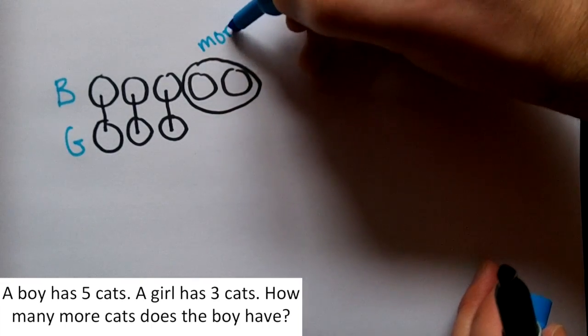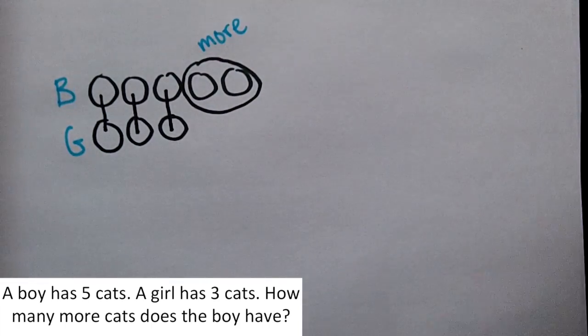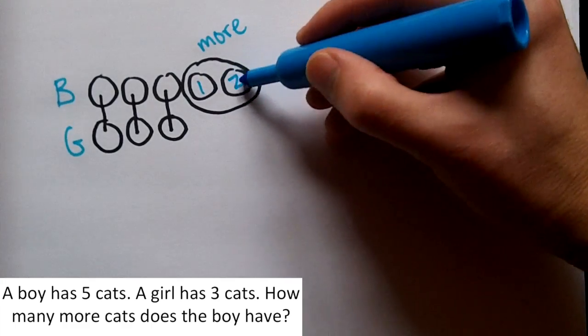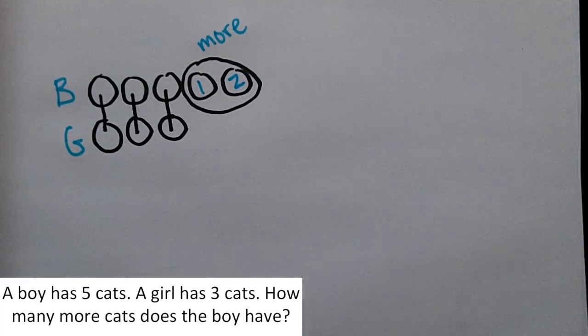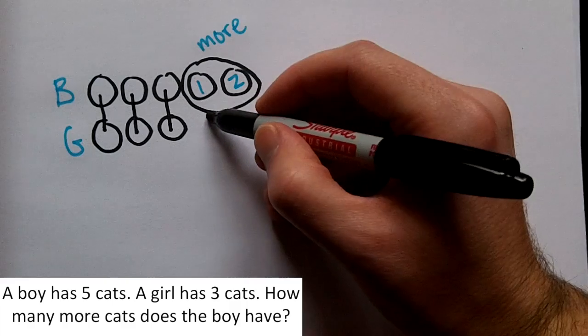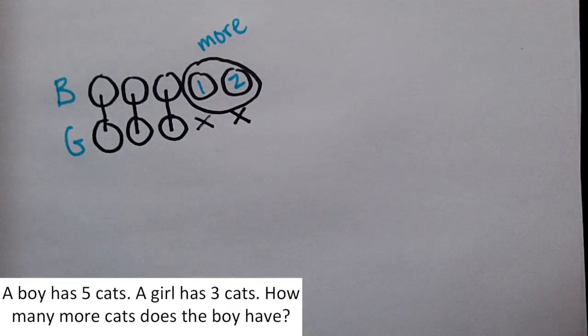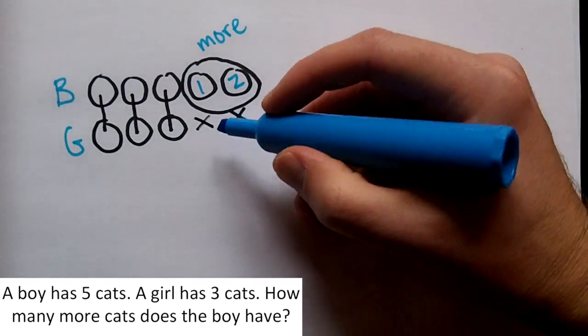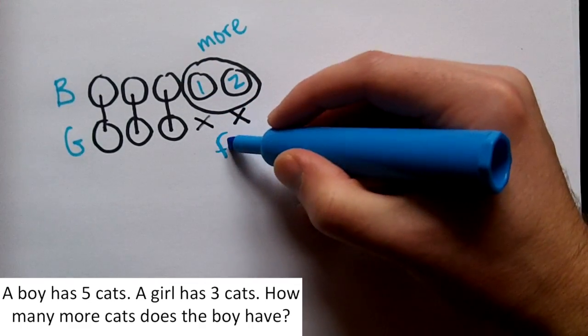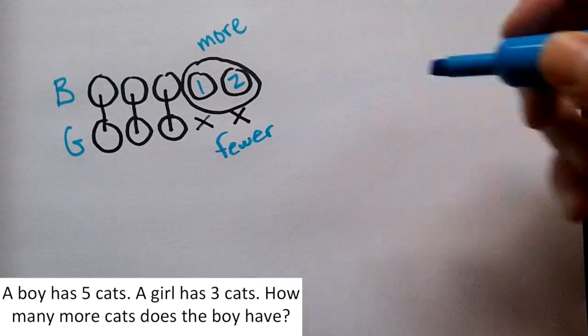I'm going to label that. That's the more cats that he has. He has one more, he has two more. And I can even make it easy to visualize the fewer that she has. She has one fewer, she has two fewer. In another video, we are going to go over other ways to represent compare problems, including number sentences that match.